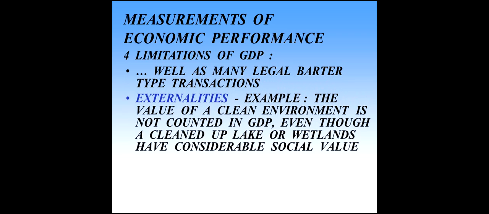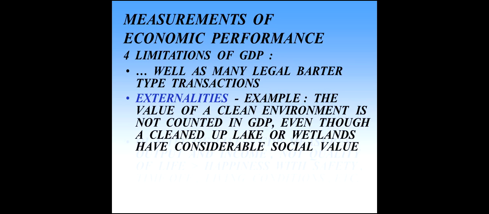The next, or third, limitation is with regard to externalities, and we've looked at externalities in the past in Chapter 8 in particular, and also Chapter 4. Here's an example of how an externality is not included in a GDP measurement. Let's take the value of a clean environment. It's not counted, even though a cleaned up lake or a wetlands, as an example, has considerable social value.